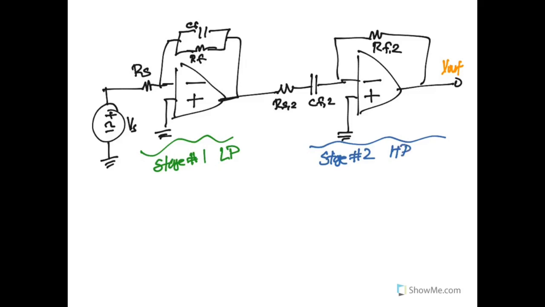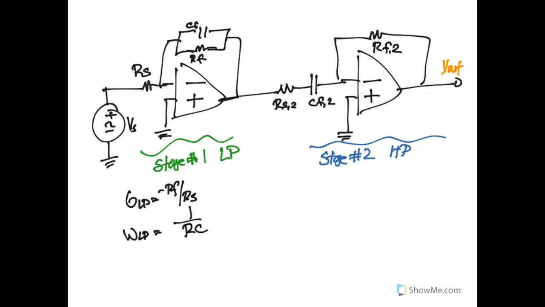And again, for each of these filters, the gain is going to be negative RF over RS. And their corner frequencies, whether low pass or high pass, are going to be 1 over RC. And it depends on which particular type of filter, whether we use the ones in the feedback or in the source loop.